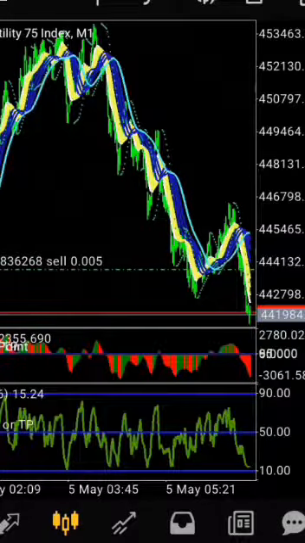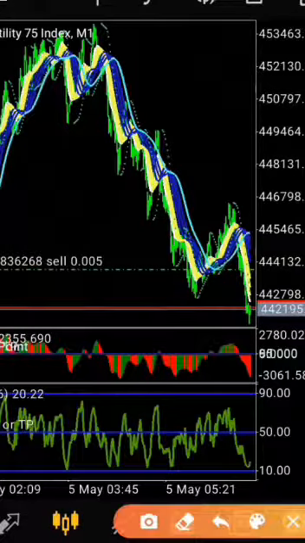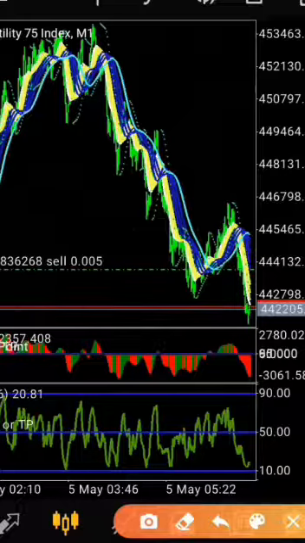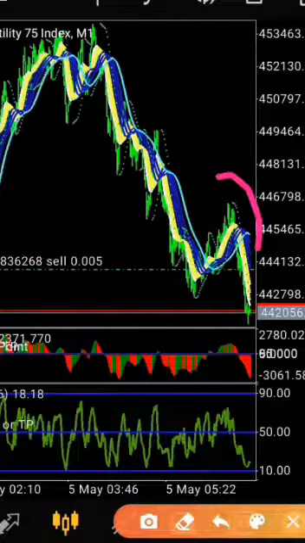Now you can also see that the parabolic SAR is forming dots over there, showing that the trend is coming down. So we have confirmation from the M15 moving average.